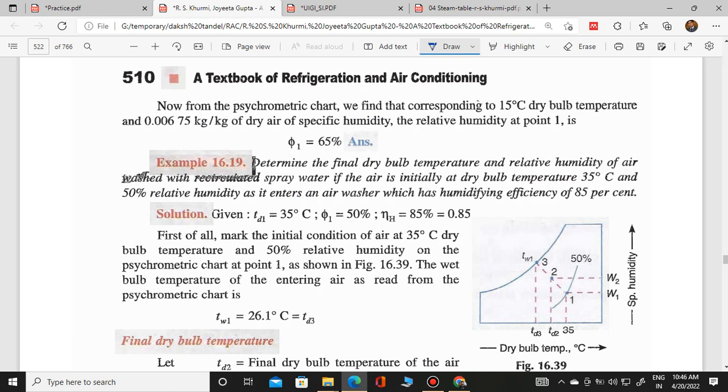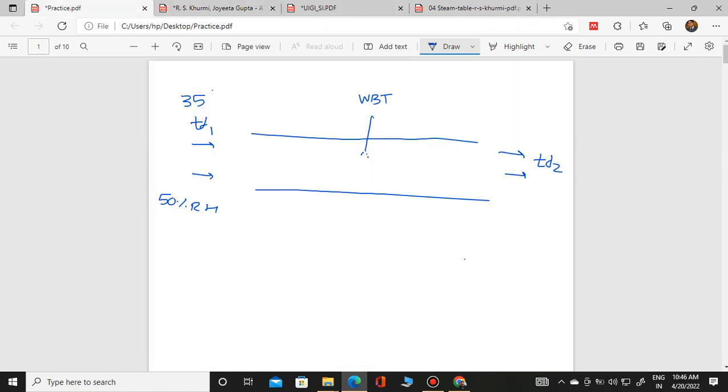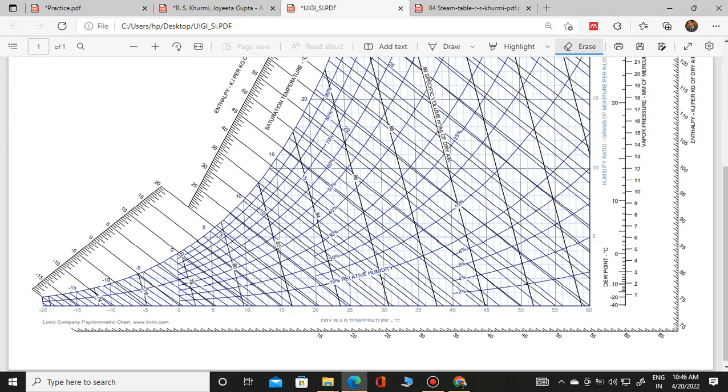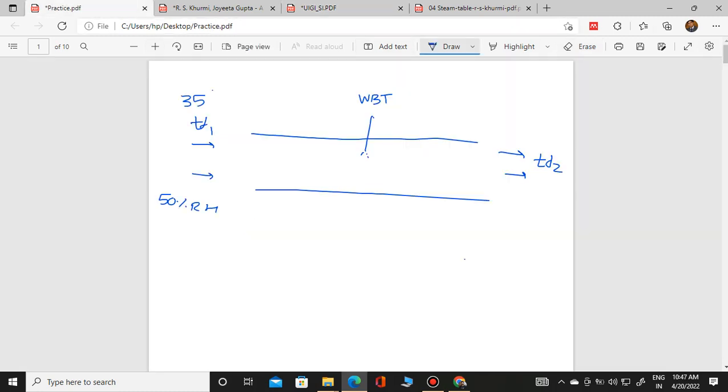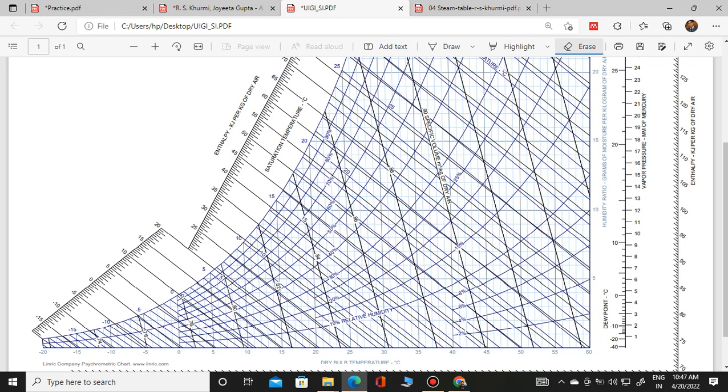As it enters the air washer, which has a humidifying efficiency of 85%. So humidifying efficiency is given. Now let us draw this process on the psychrometric chart. So this is our psychrometric chart. What was the temperature? 35 and 50 RH. So let us draw that. This is our 35, and 50 RH will be this. So this will be our point number 1.